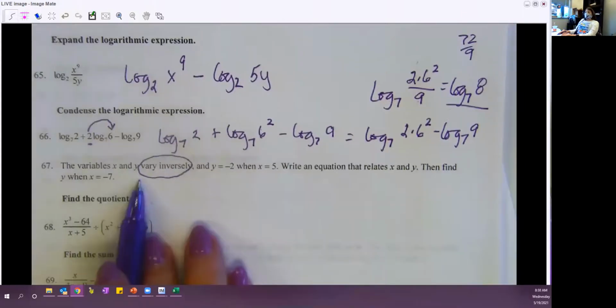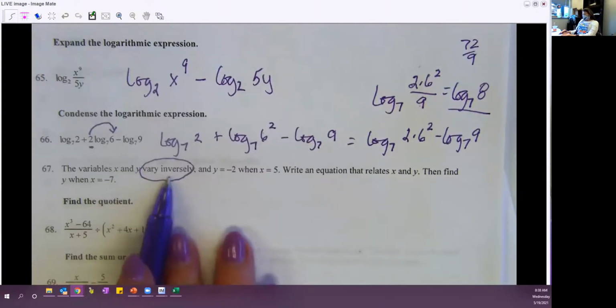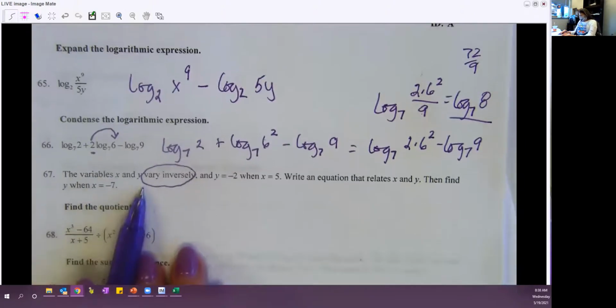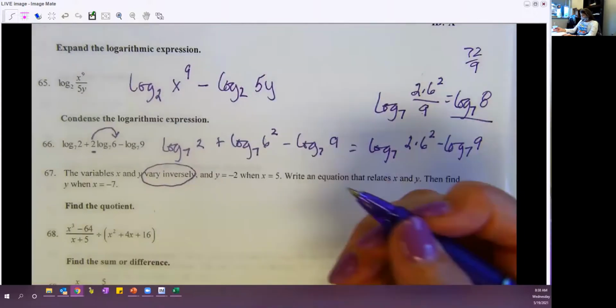You need to remember varies jointly, varies directly, and varies inversely. Varies inversely is the division. So x and y vary inversely. So I've got some other number.